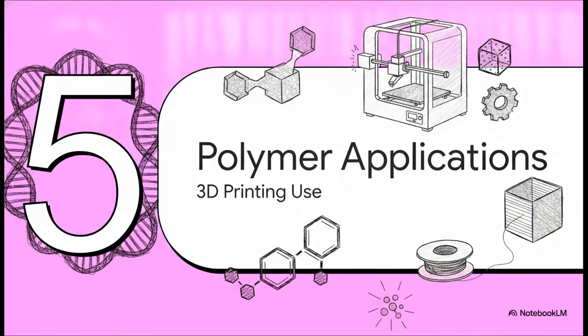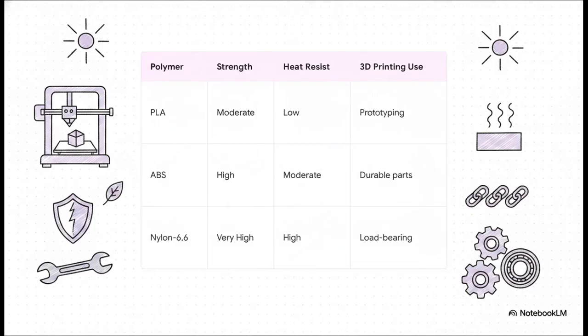Section 5. Applications of engineering polymers. How does all this microscopic chemistry play out when you're actually building things? Let's look at 3D printing. You've probably heard of these three major filaments: PLA, ABS, and nylon 6,6.